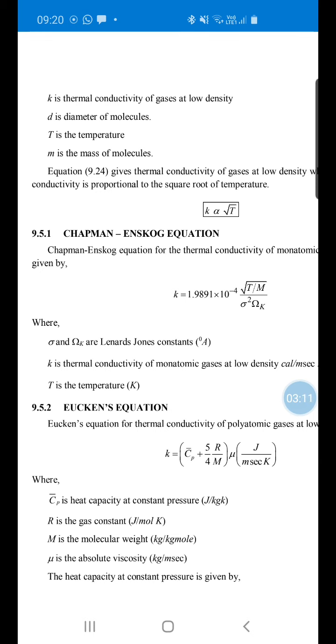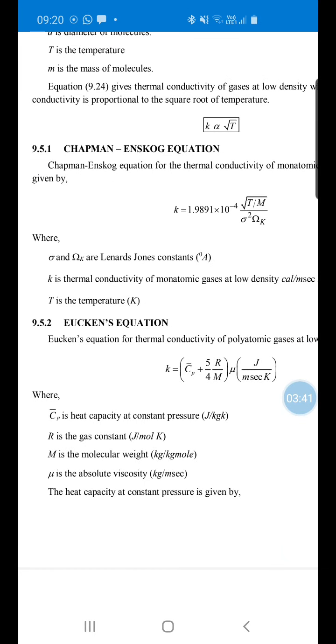We already discussed the Chapman-Enskog equation in Newton's law of viscosity when we discussed the viscosity term. There is also a Chapman-Enskog equation which is used to find the viscosity. Here the Chapman-Enskog equation is used to find the thermal conductivity. So both are similar equations. We will discuss the Chapman-Enskog equation for viscosity during problems.